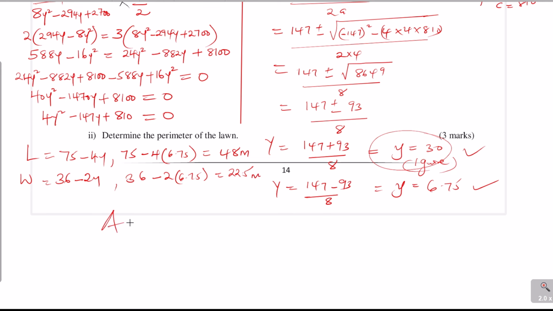So you're supposed to get the perimeter, not the area. So the perimeter will be given by 2 times length plus width. So this will be 2 times, the length is 48 meters, the width is 22.5. So once you work this out, you will get 141 meters as the perimeter.